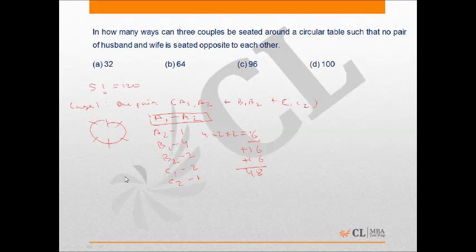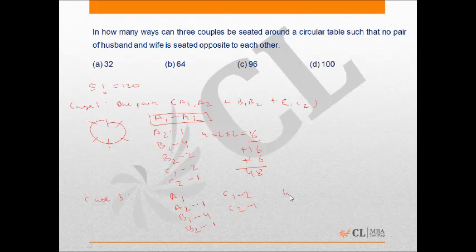Case 3, when all the three pairs are sitting opposite to each other. So if A1 is seated, the number of ways in which A2 can be seated is only one. Now B1 can be seated in four ways. B2 can be seated in only one way, as B1 has been seated, B2 has to sit opposite to him only. Now C1 has two ways, C2 will again have one way.